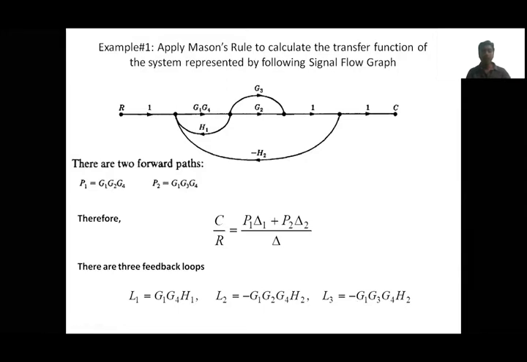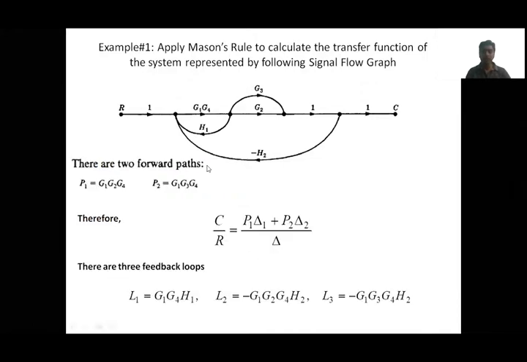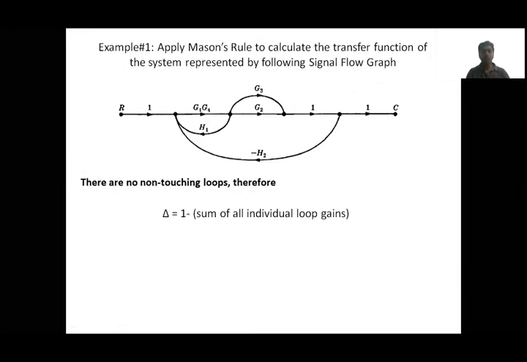Now we'll see what the non-touching loops are. Before going to the formula, let us conclude whether there are non-touching loops or not. Sometimes they will not be there, sometimes they will. In these three loops, this is the first loop and this is the second loop. Both are touching at this node and at this node, so these two are not non-touching. Identify the first loop and the third loop. This also has common nodes, so no non-touching. Then the second loop and third loop. Again both are touching, so there is no non-touching loop in this example.